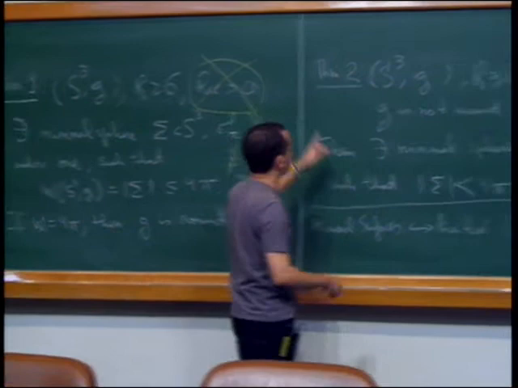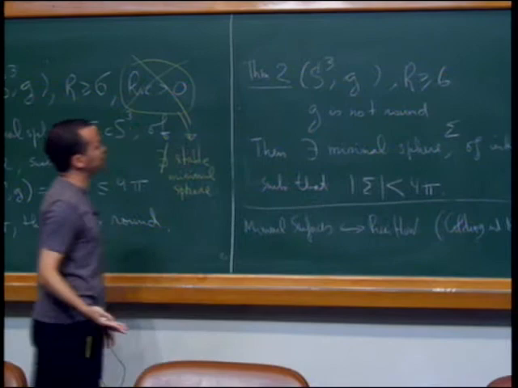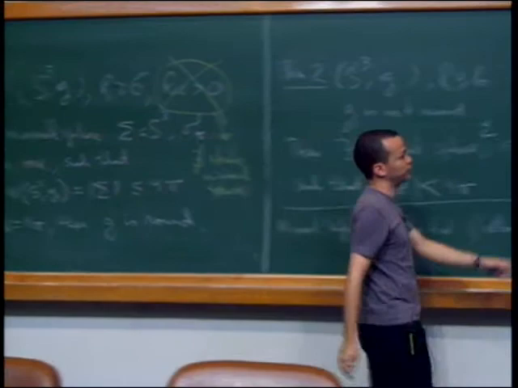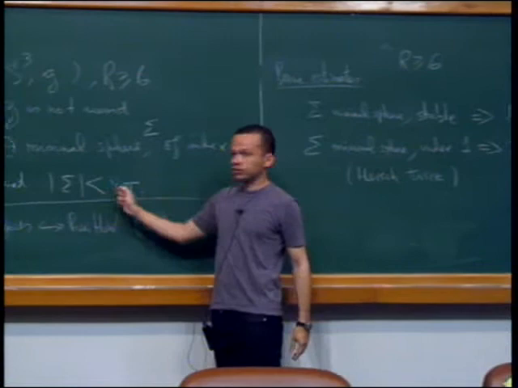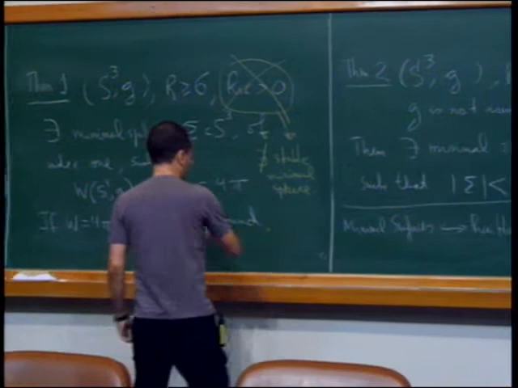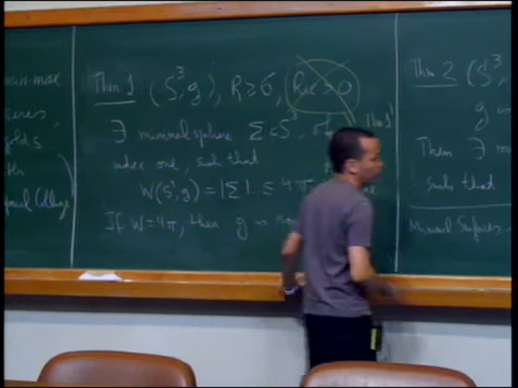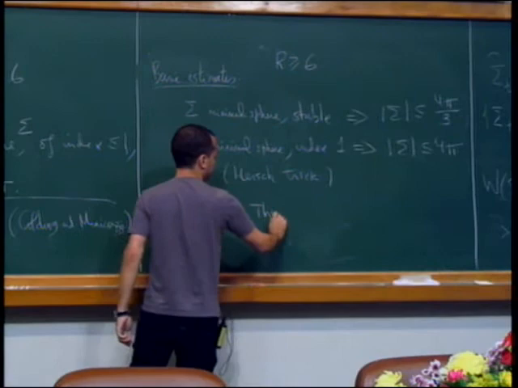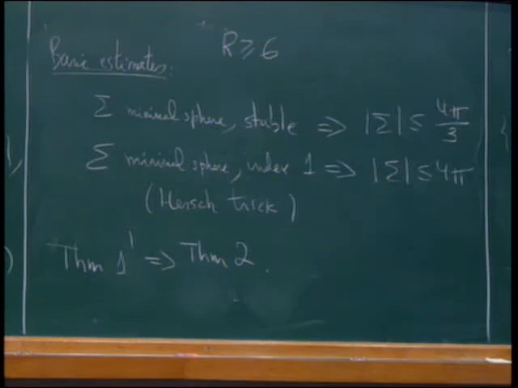Because you have this metric. So there are two possibilities. First one, there is a stable minimal sphere. If there is a stable minimal sphere, then we already know that the area will be bounded by 4 pi over 3. So strictly less than 4 pi, right? If there are no stable minimal spheres, then you just use theorem 1 and produce a min-max sphere of area bounded by 4 pi. So with that assumption, let's say this is theorem 1 prime. And what I'm saying is that theorem 1 prime implies theorem 2. So let me tell you the idea of theorem 1 prime. So the idea is the following.